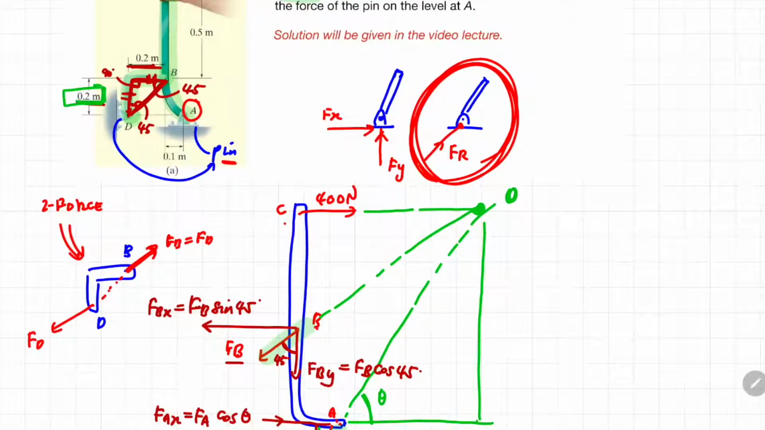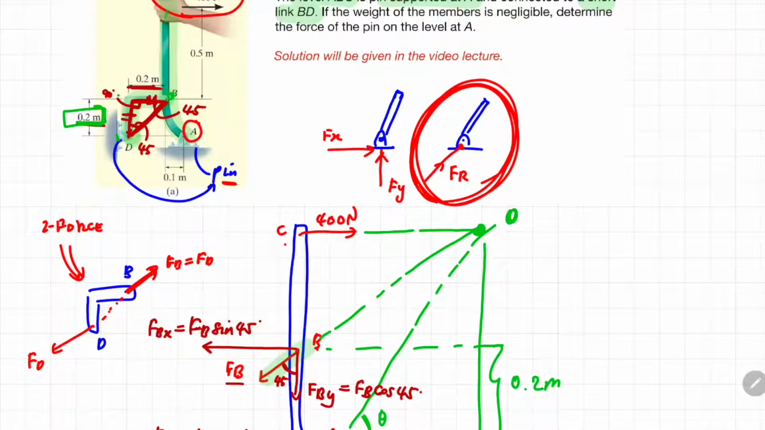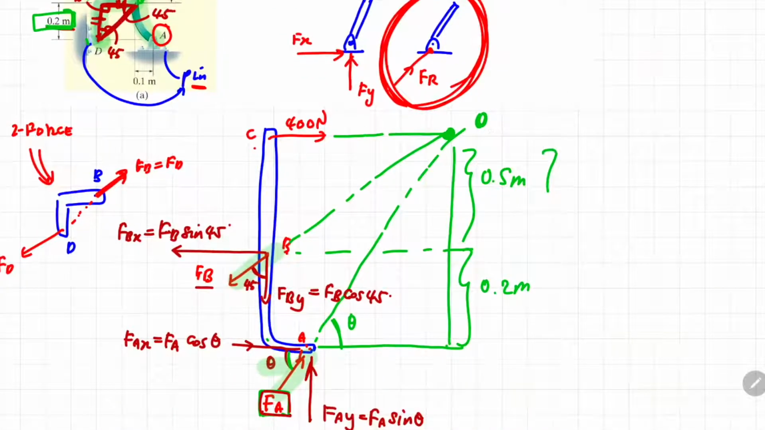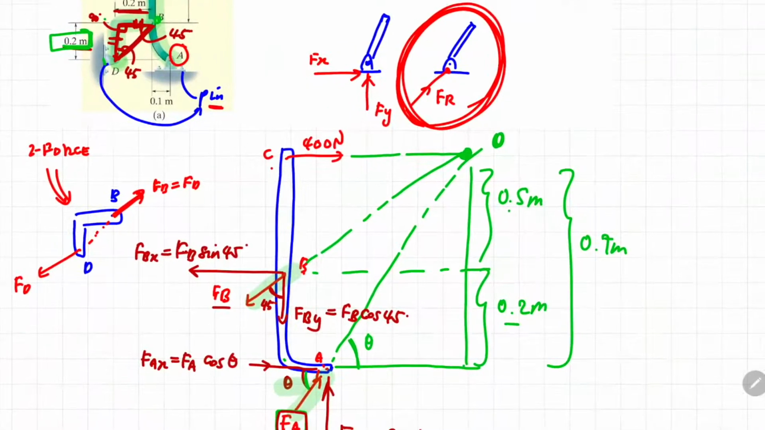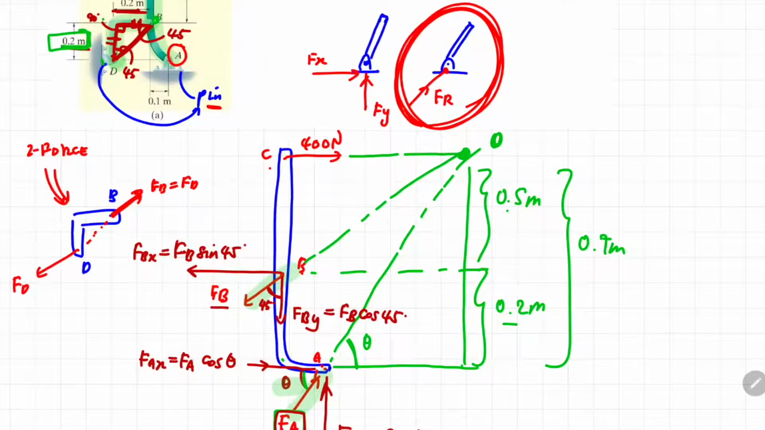Okay, let's see. What is the information given? Dia kata from point D to point B or from here to here is 0.2 meter. Okay. And then we know from point B to point C is 0.5 meter. So this length is 0.5 meter. Okay, so the overall length from here to here is 0.7 meter because 0.5 campur dengan 0.2. Okay, how about this part? What else? What are the other information that we have?